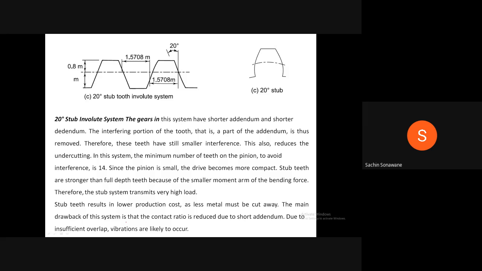Now, next is the 20-degree stub involute system. What is the difference between 20-degree stub involute and 20-degree full depth involute? If we see the diagram carefully, in case of 20-degree stub involute, addendum height is 0.8 times module.